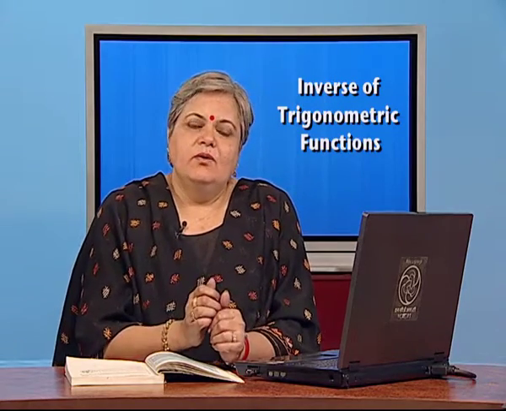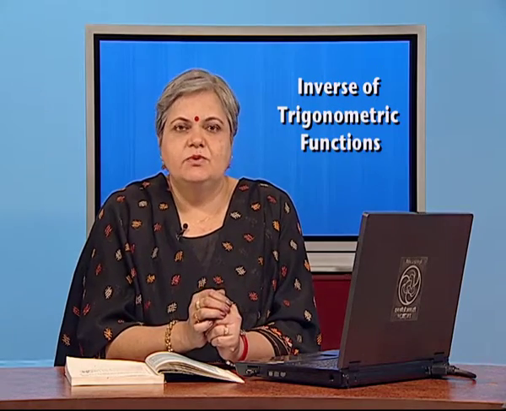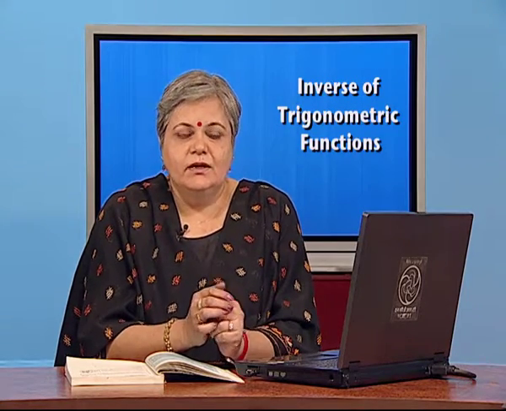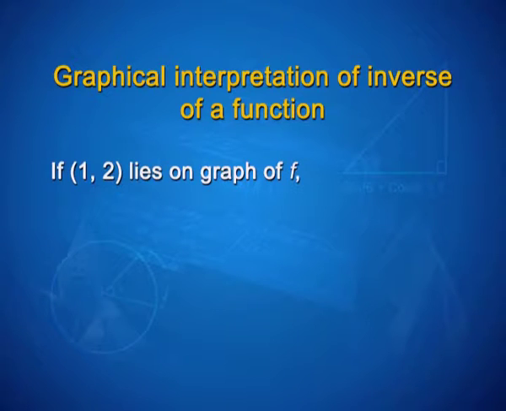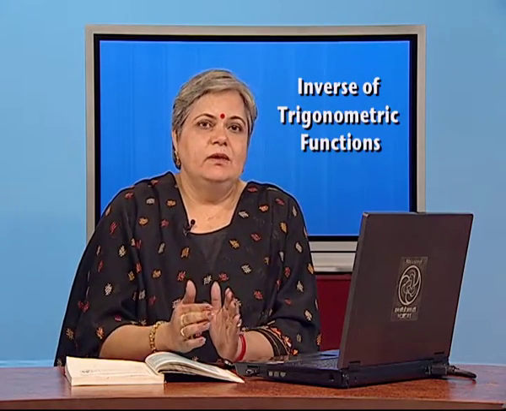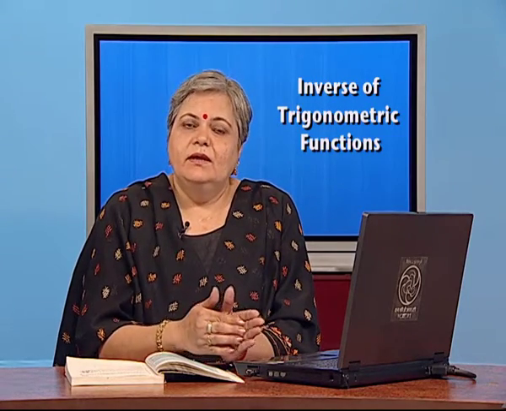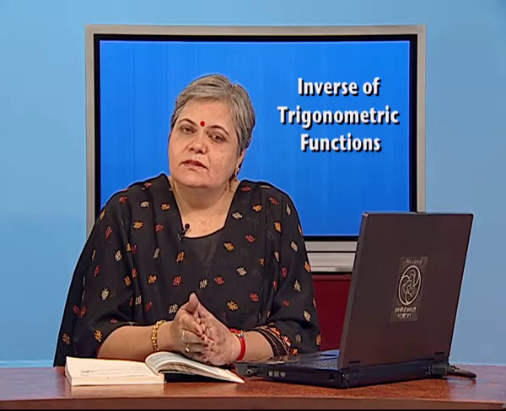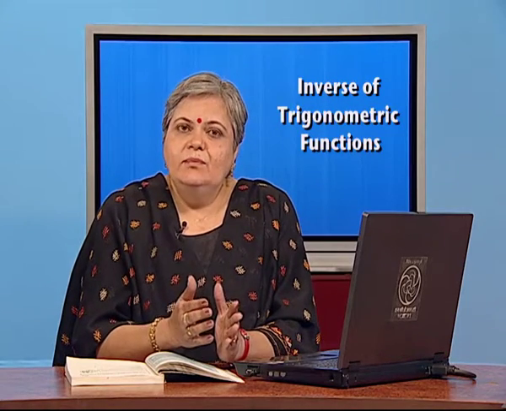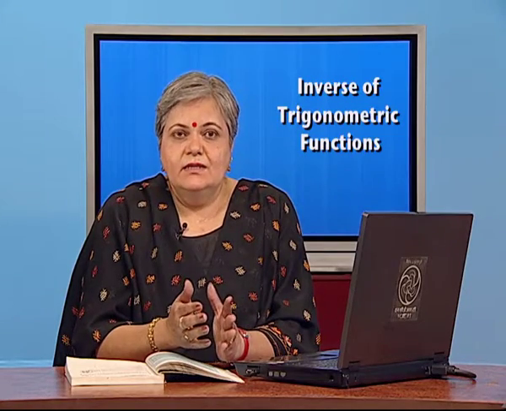Let us take a minute on the graphical interpretation of this exchange of position of the coordinates of a point. Here we have a point (1, 2) which lies on the graph of f, and (2, 1) lies on the graph of f inverse. That means, for every (a, b) that lies on the graph of f, (b, a) lies on the graph of f inverse. Is there a pattern here? Is there significance here? Yes, there is.